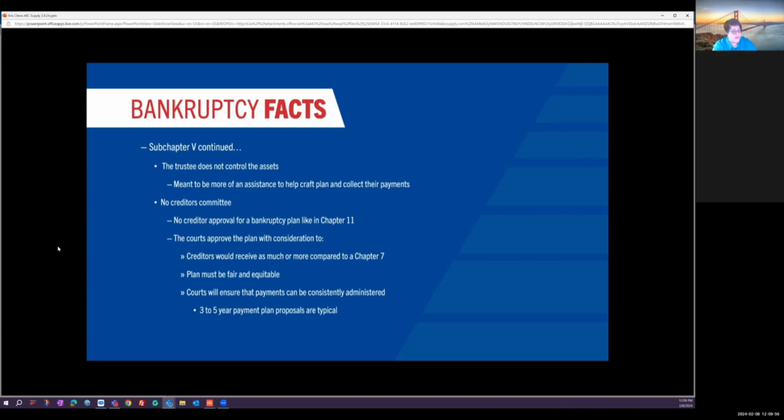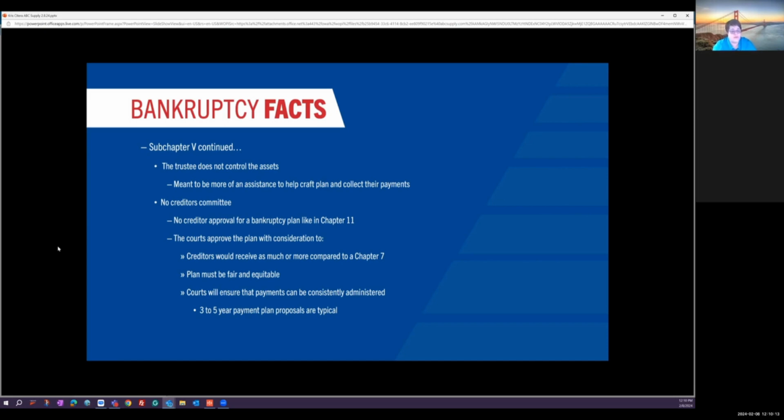The plan must be fair and equitable, and this plan has to be completed in 3 to 5 years. The other key point with Subchapter 5 is that the company must use all of their disposable income to repay their creditors. So it's give and take, if you will.